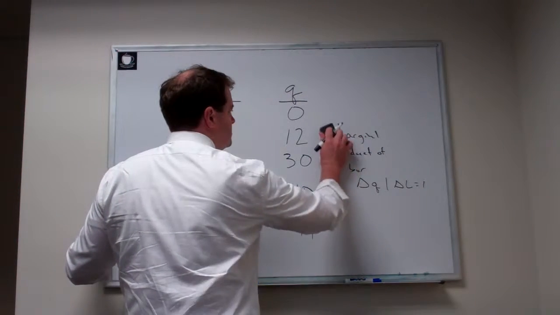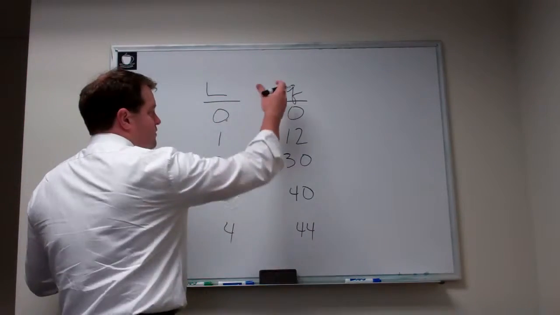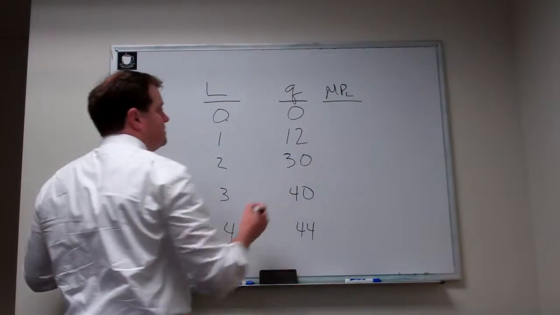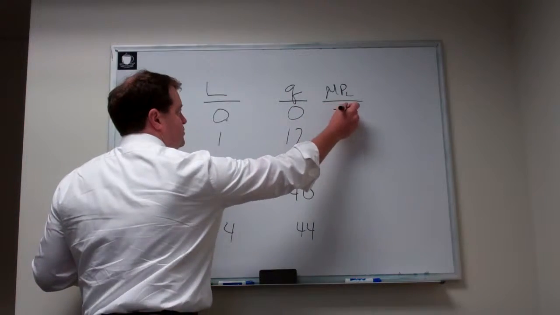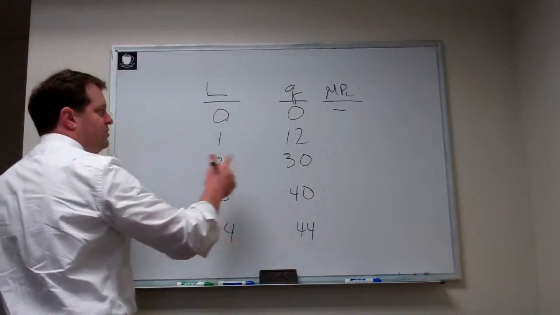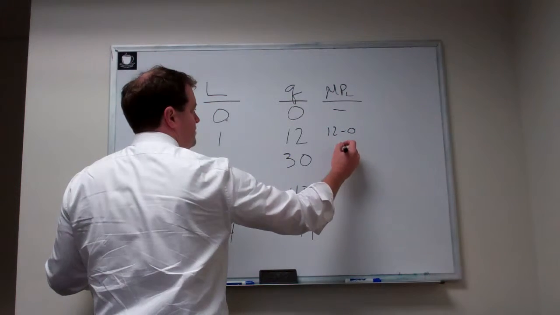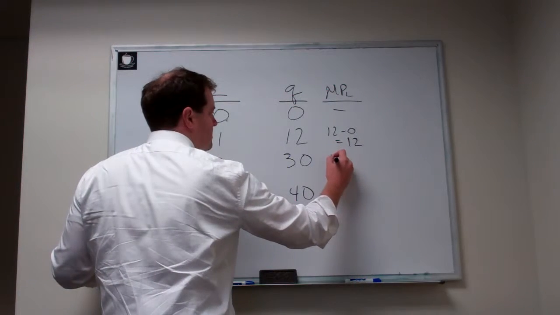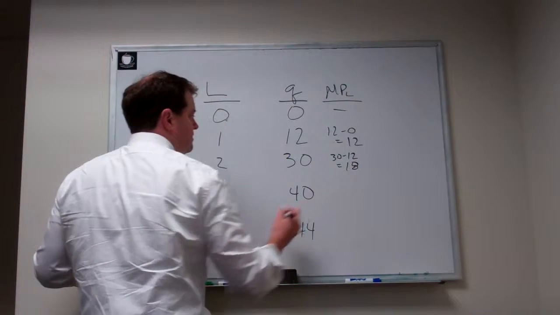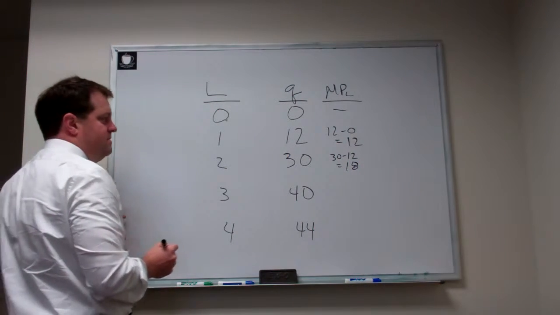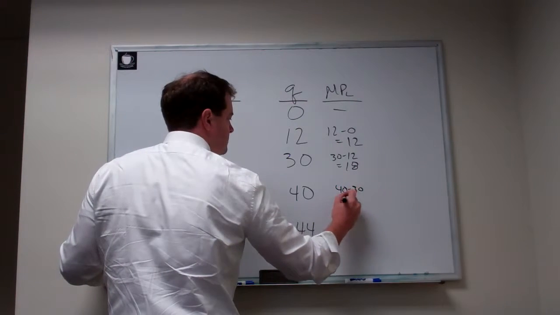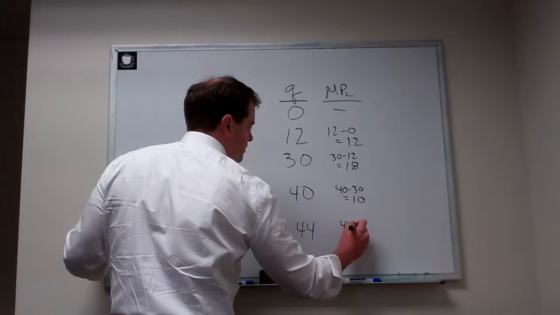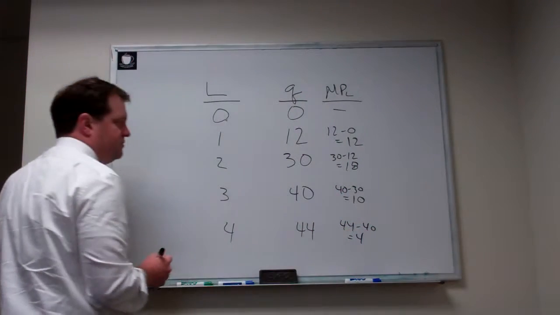So let's go ahead and calculate marginal product of labor for these five labor amounts. I can't calculate marginal product of labor when no one shows up to work, but when that first person shows up to work, output changes by 12, so the marginal product for that first worker is 12. When the second person shows up to work, the marginal product of that second worker is 18. When the third person shows up to work, the marginal product for that worker is 10. And when the fourth person shows up to work, he or she has a marginal product of 4.